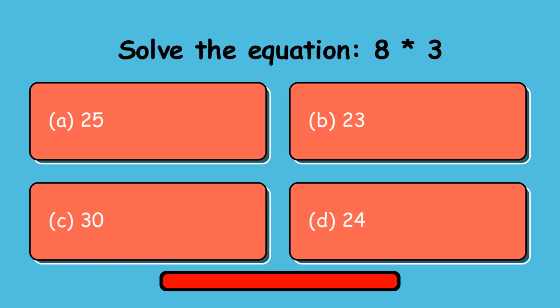Here's the problem: 8 multiplied by 3. Your possible solutions are A 25, B 23, C 30, D 24. You have 10 seconds to solve the problem, or feel free to pause if you need more time.